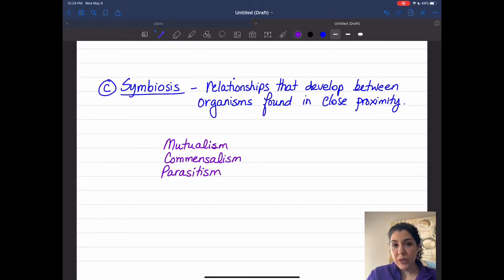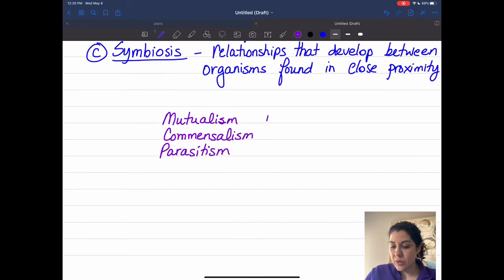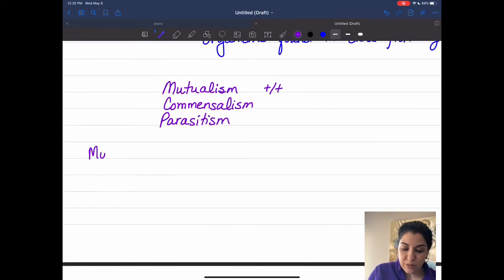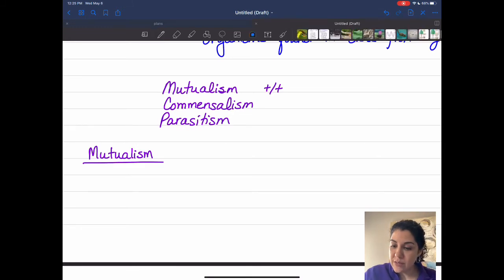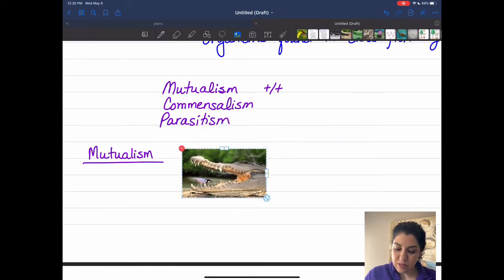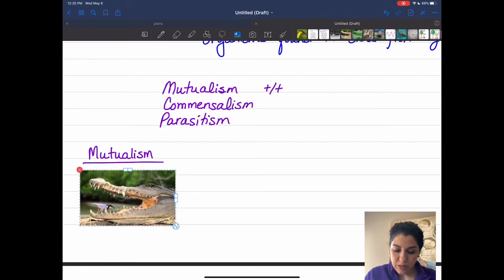Now, the way to understand these relationships is, mutualism is what I call a plus-plus relationship or a win-win. Both organisms are going to benefit from their relationship. So when I think of mutualism, for example, this is a good one. You can see here you have an alligator and a bird. The bird is going to be sort of the alligator's dentist. It's going to clean out all of the different little chunks that are stuck in the alligator's teeth, and it's going to feed itself in that way. And the alligator is going to get its teeth cleaned.